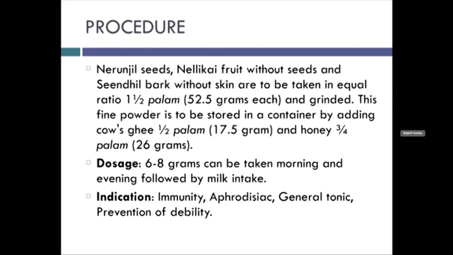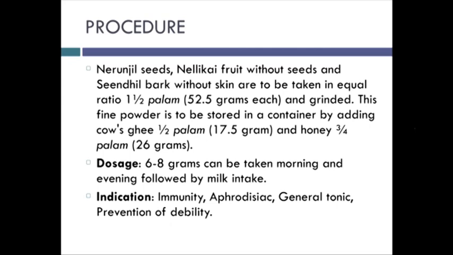Now, the Neringil, which is also known as Tribulus terrestris, we are taking the seeds here, and the fruits of the Emblica officinalis without the seeds, and the Sindil, which is Tinospora cordifolia, and the part we're using is the bark, like I said before, but without the skin. We're going to peel off the skin, take off the seeds, take them in equal ratio, and grind them. After grinding, we get a fine powder, and we store it in a container, and then we add cow's ghee and honey. Then we are going to eat them.